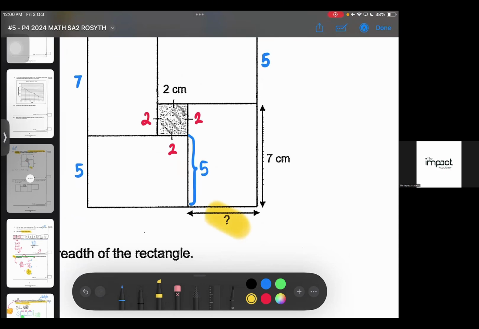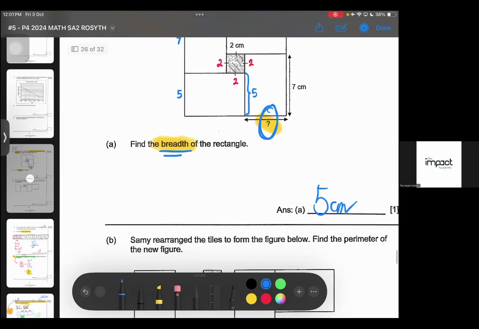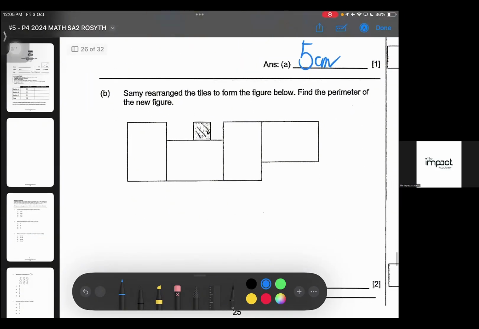Okay, all right. So once you're done with this, the question asks us for what? The breadth. What does it mean when it comes to breadth? Breadth is basically whatever that is over here. True? So therefore, it's 5 centimeters. Am I making sense or not making sense? Now, since we already have the measurements, all they did was they rearranged it.